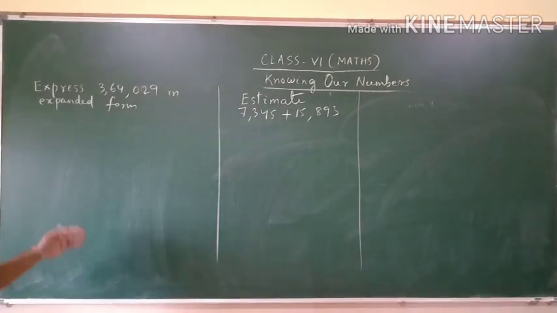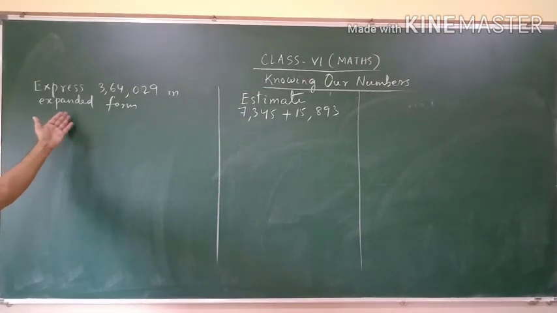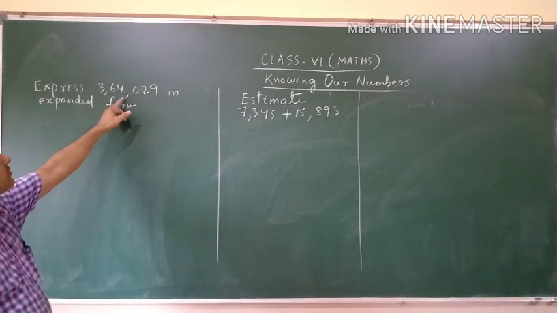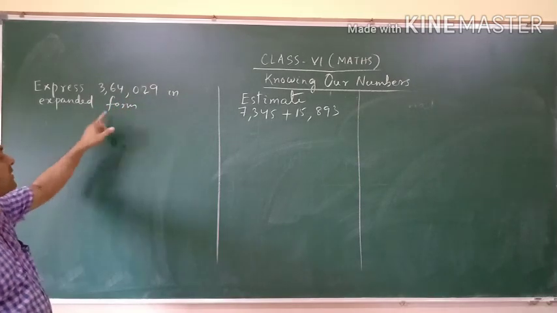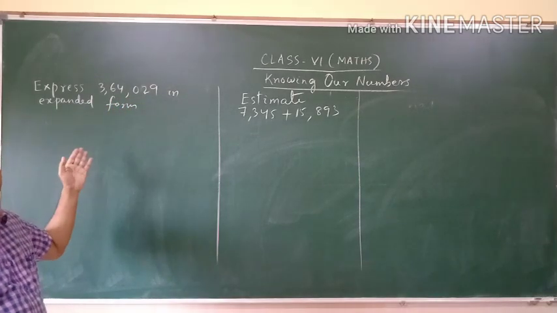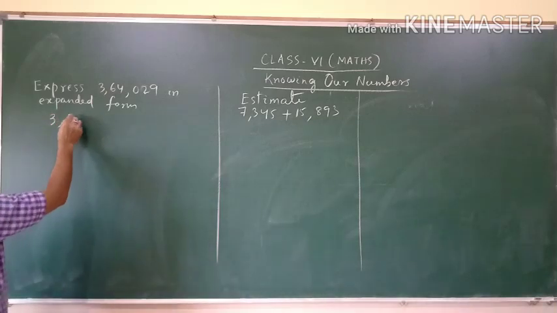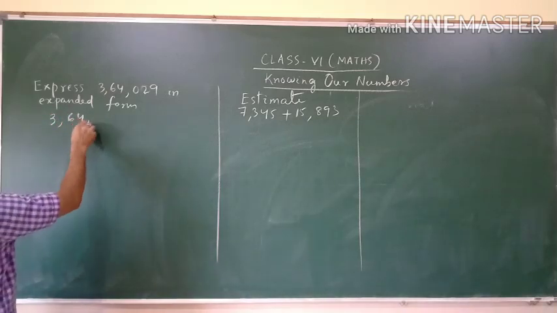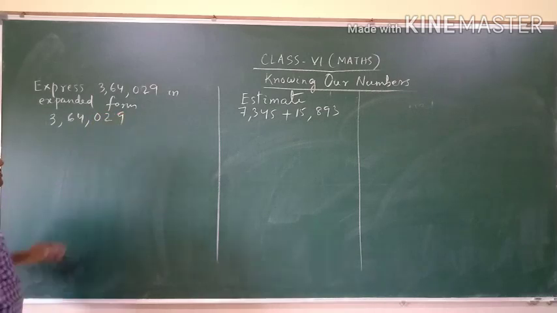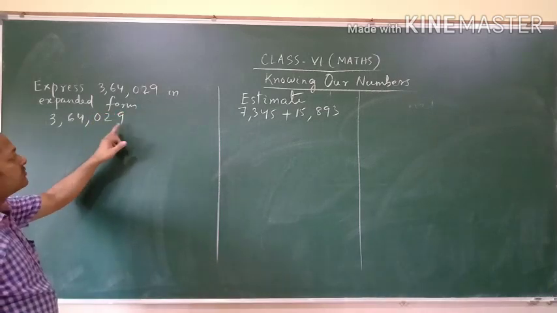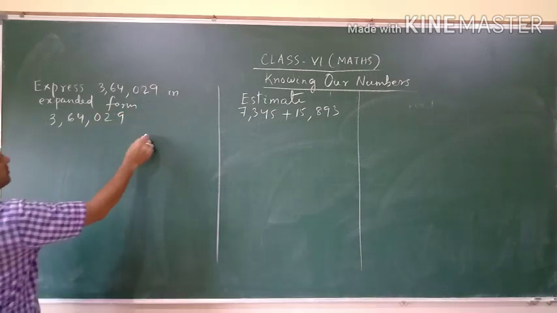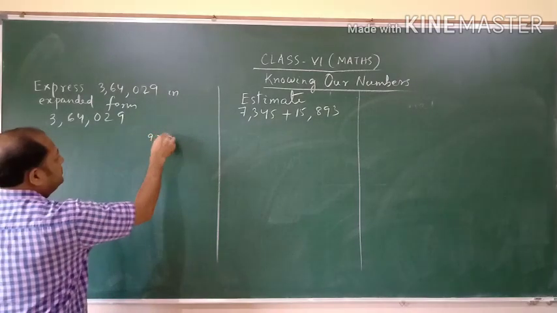Now let's start further. The question is saying to express 3,64,029 in expanded form. We already discussed what expanded form is. So let's start with the number. First write the number 364029. We see that the position of 9 is 1, so the place value of 9 is 9 into 1.